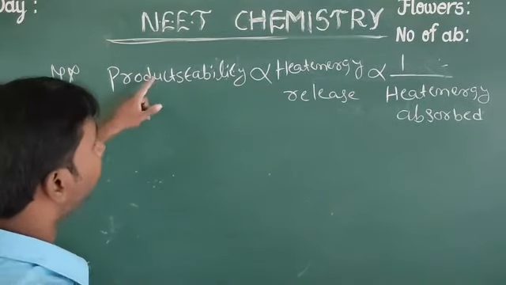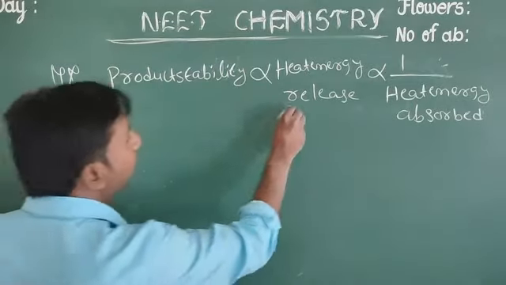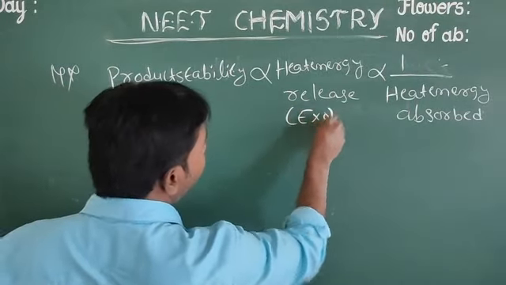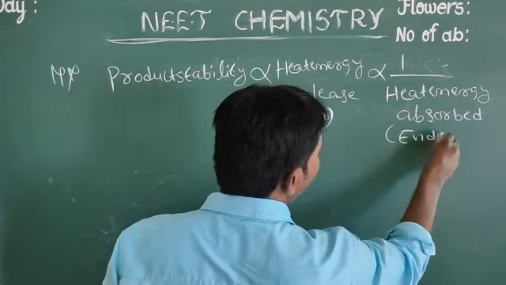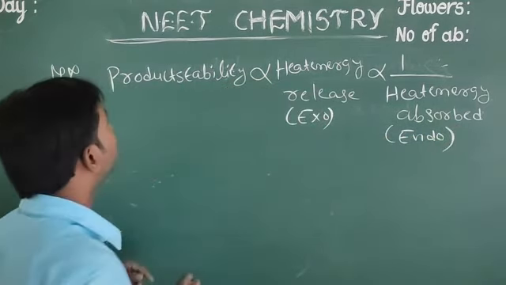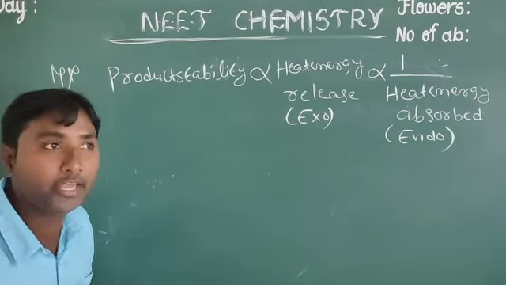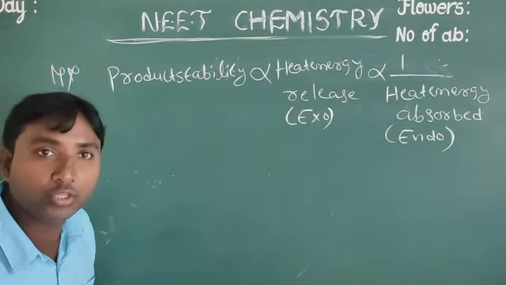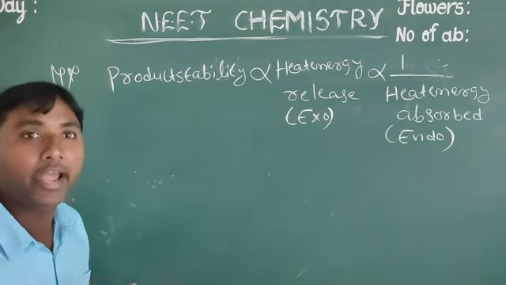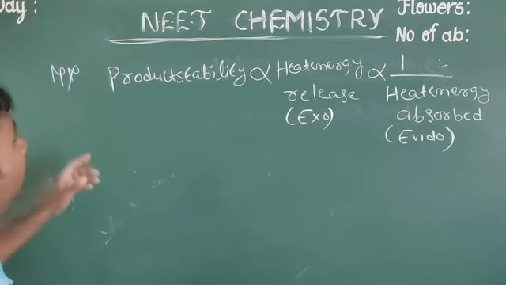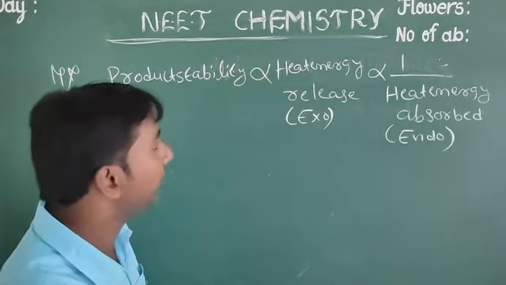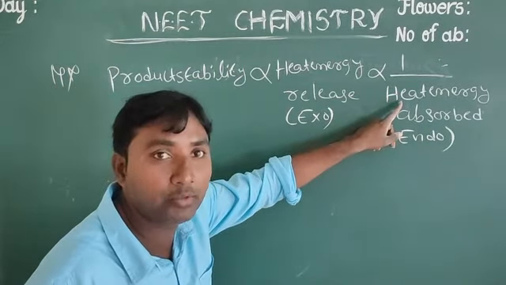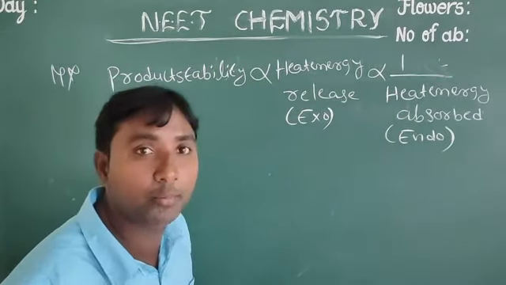So that's why heat energy released means exothermic, and heat energy absorbed means endothermic. That's why product stability is more in exothermic, less in endothermic. So more heat energy release means more product stability. More heat energy absorbed means less product stability.